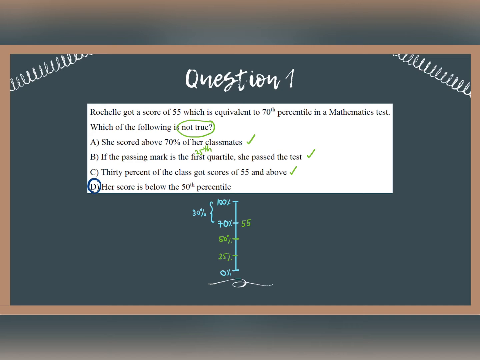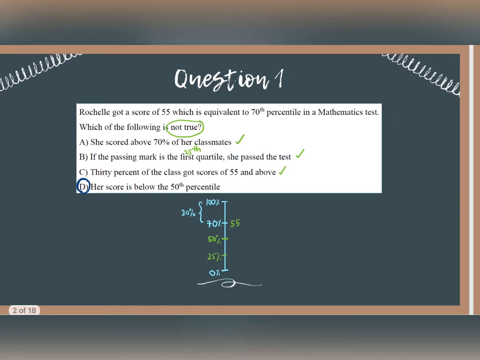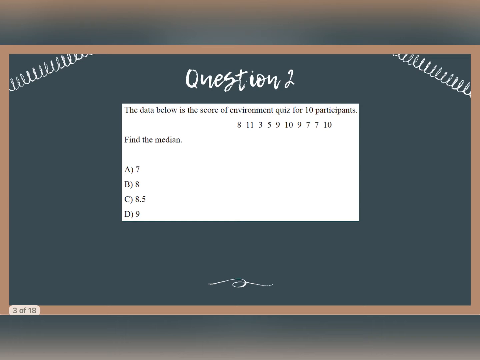Okay, now let's move to the next question. Question number 2. The data below is the score of an environment quiz for 10 participants. So we have 10 participants, that means our N equals 10. To find the median, this one is not yet arranged, so let's arrange the data first.